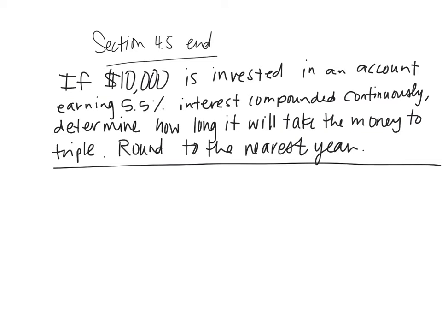So there's a couple things happening. I have money, I have an interest rate, and of course I have compounded continuously. So I need to figure out that formula. I need to figure out the 10,000, 5.5, and my question is looking for how long. So all good clues to help me figure out what I'm supposed to do. So compounded continuously tells me that I'm going to use a certain formula, and that formula is A equals P times e to the rt.